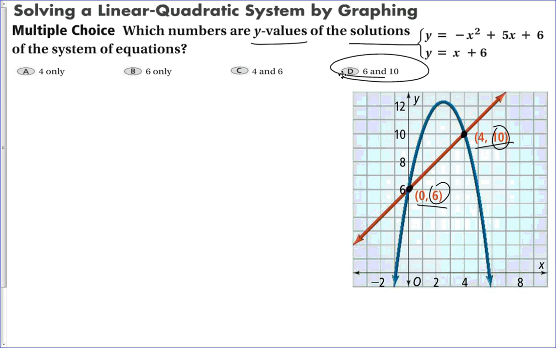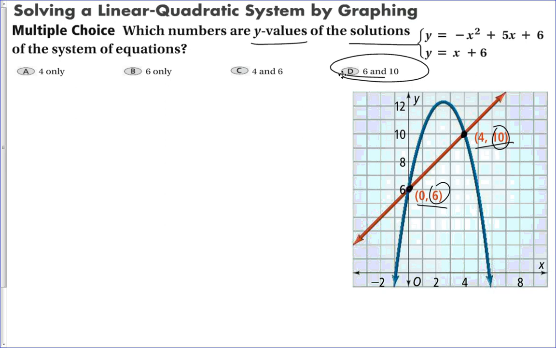So to solve a system by graphing, the first thing you do is you graph both equations. You can either do it by hand or on your graphing calculator. Either way is fine. And then after you graph it, you simply look to see where the line and the parabola intersect. Those are your solutions.